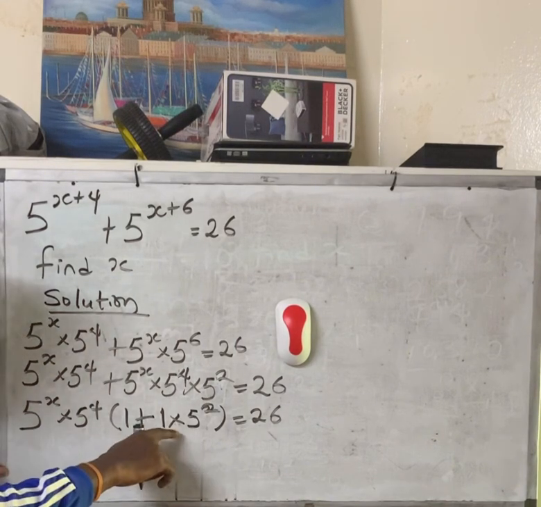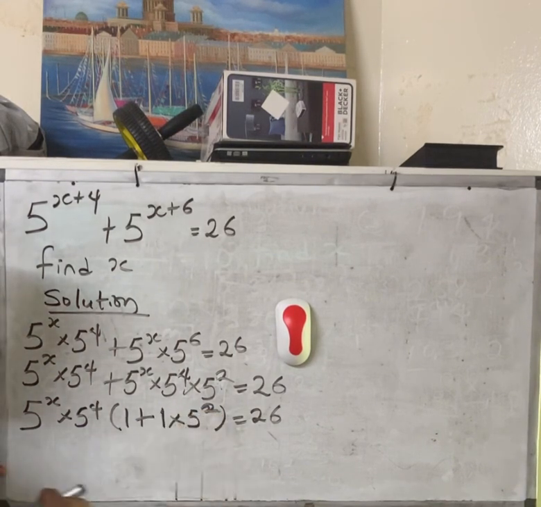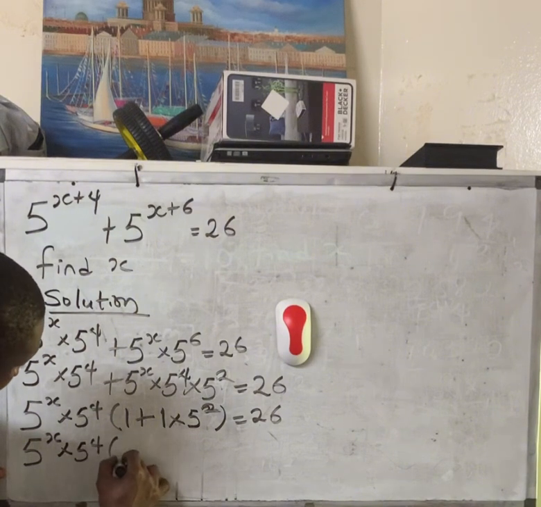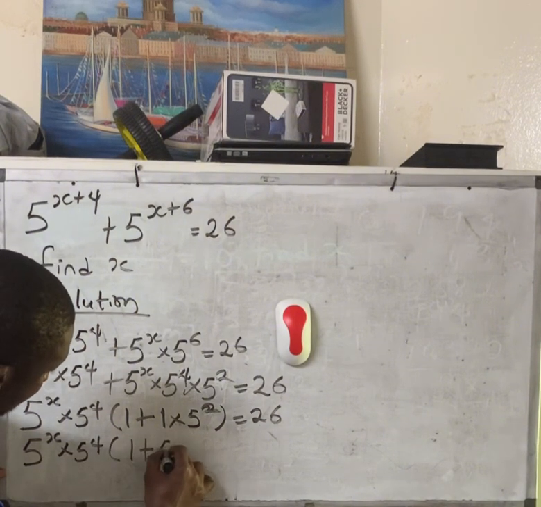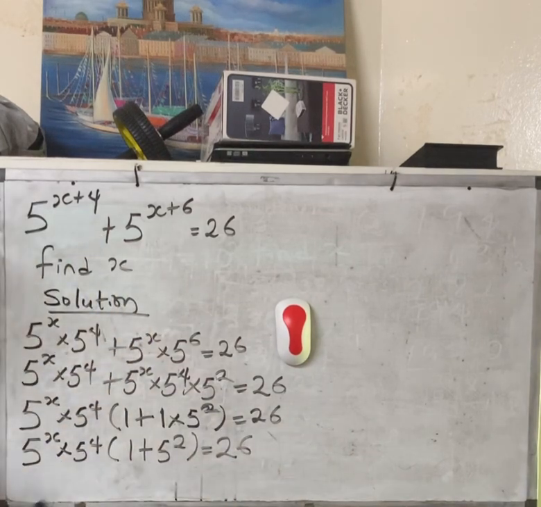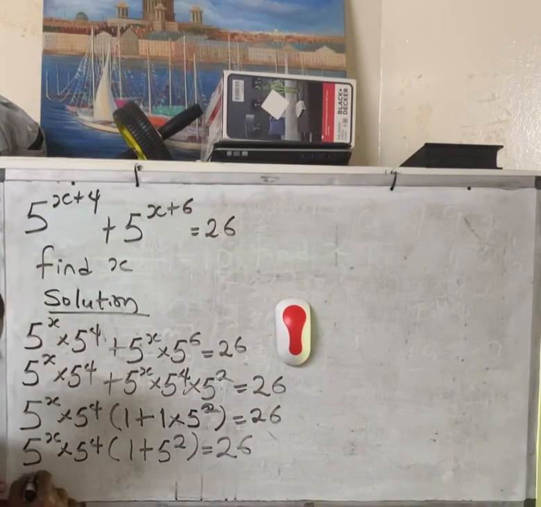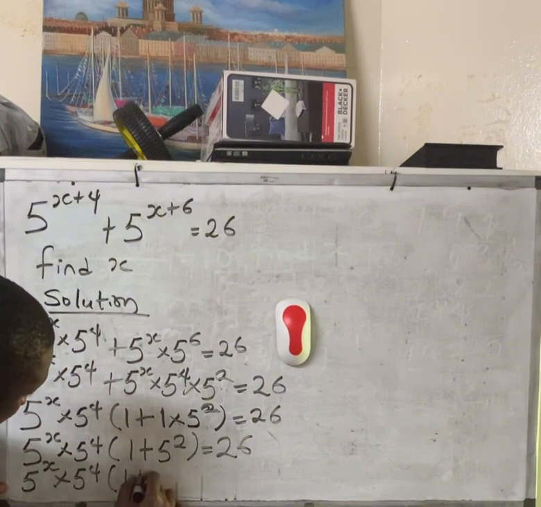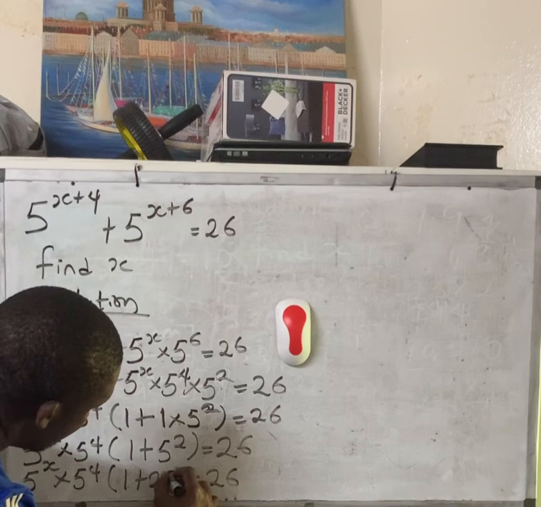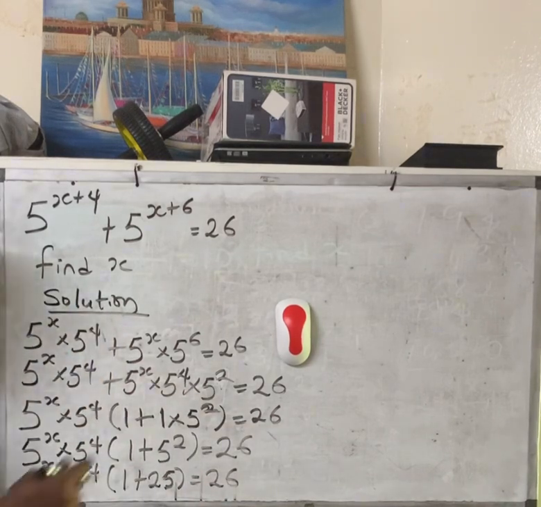So what do we do next? We work on this. 1 times 5 raised to power 2 is the same thing as 5 raised to power 2. So we are left with 5 raised to power x times 5 raised to power 4, open bracket, 1 plus 5 raised to power 2, is equal to 26. Okay, so 5 raised to power 2 is 5 times 5, which is 25. So we have 5 raised to power x times 5 raised to power 4, open bracket, 1 plus 25, is equal to 26. And 1 plus 25 is 26.